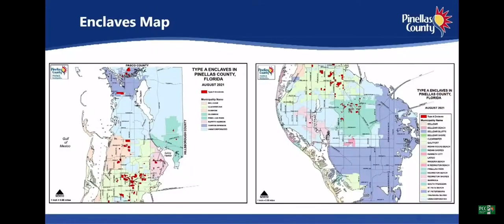Thank you. So this map, and Evan will talk about this a little bit more in his portion of the presentation, is just to give you a visual of what a Type A enclave looks like. It's the red areas on the map.